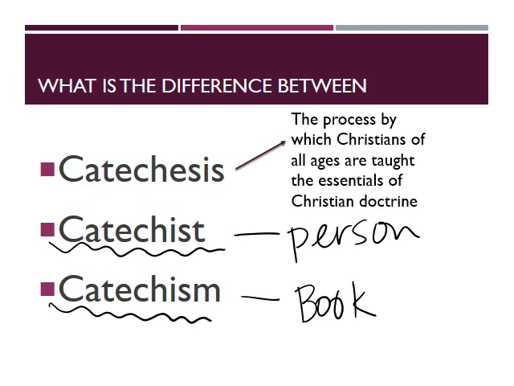So the Catechism of the Catholic Church is the book that explains the essential doctrines or the essential teachings of the church. So you'll see all three of these words used in your textbook and on your study guide, but that's the difference. So catechesis is actual learning, the process of learning. The catechist is the person, and the catechism is the book.